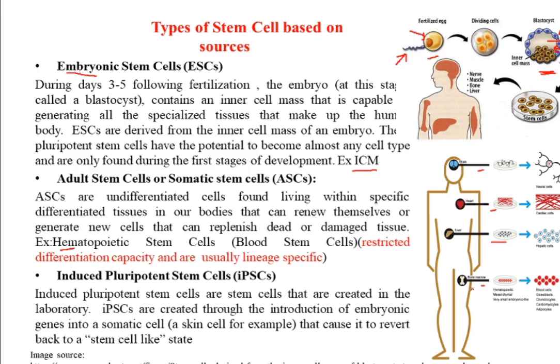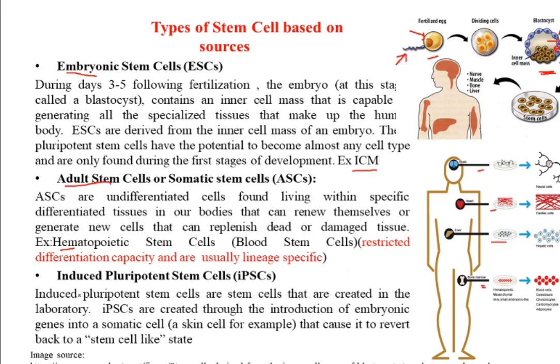So hematopoietic, the stem cells which reside in bone marrow, are responsible for the cells of the immune system and the RBCs, the dendritic cells, the platelet cells, all those cells are derived from this adult stem cell, more specifically the hematopoietic stem cell, which resides in the bone marrow. So this is the second type.